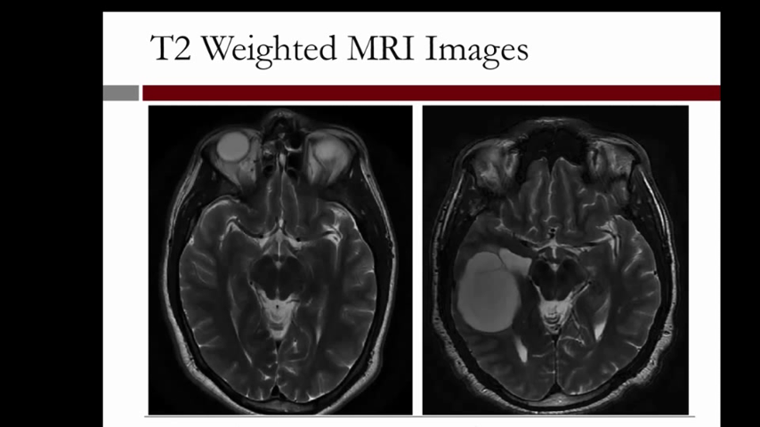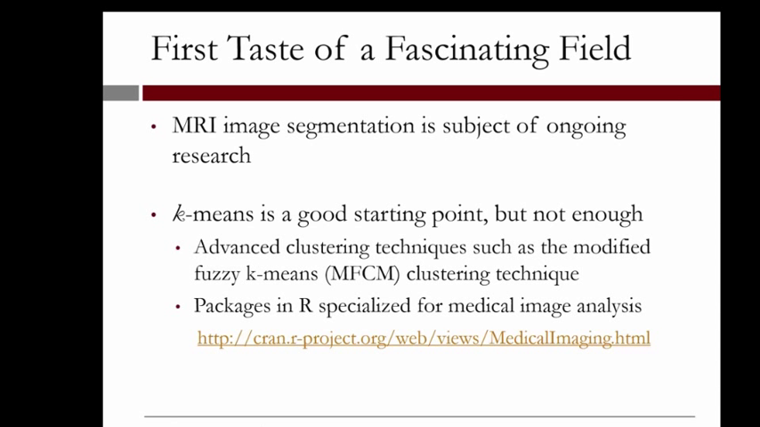Of course, we cannot claim that we did a wonderful job obtaining the exact geometries of all the tissue substances, but we are definitely on the right track. In fact, to do so, we need to use more advanced algorithms and fine-tune our clustering technique. MRI image segmentation is an ongoing field of research. While k-means clustering is a good starting point, more advanced techniques have been proposed in the literature, such as the modified fuzzy k-means clustering method. Also, if you are interested, R has packages that are specialized for analyzing medical images.